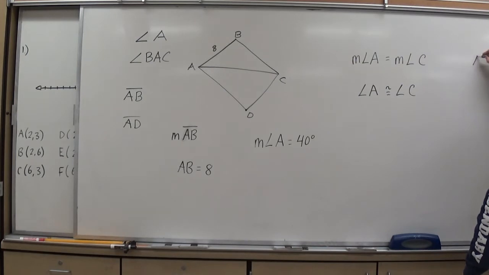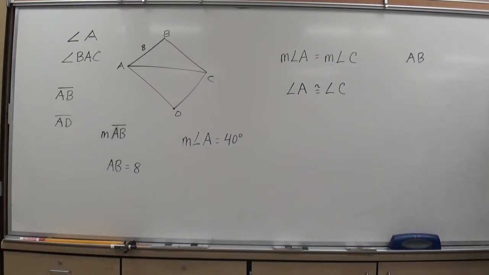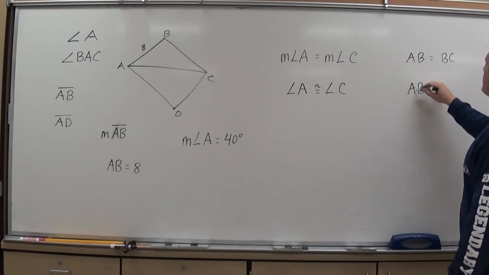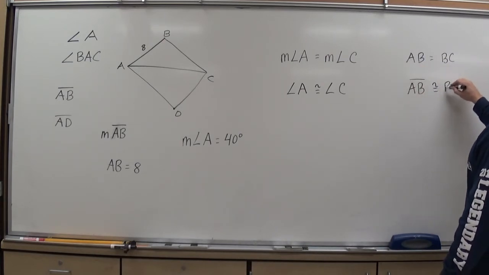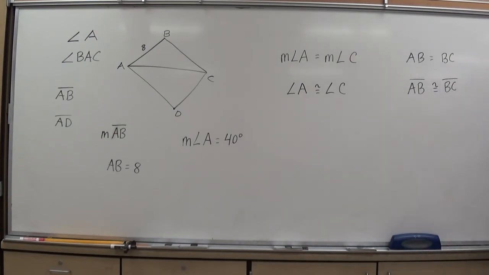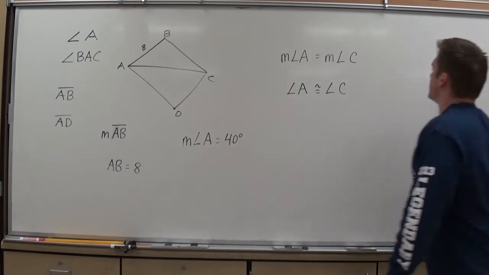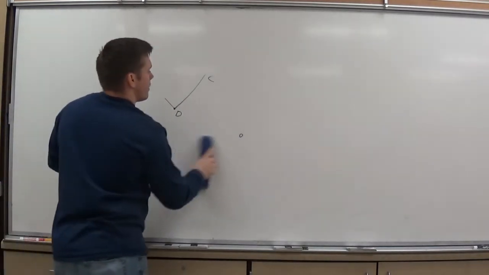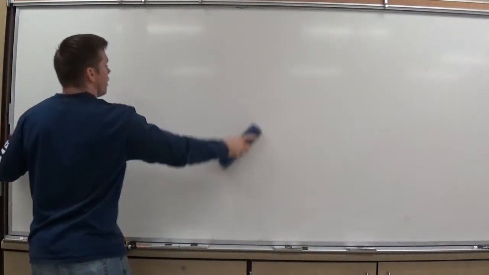I can do the same thing with side lengths or segment lengths. If I said AB is equal to BC, that they're the same measure, then I can say that segment AB is congruent to segment BC. So it's really just more about the language of geometry here that we'll be discussing. So let me get into an actual example and give you an idea of how we might quiz or test you on your knowledge of this.